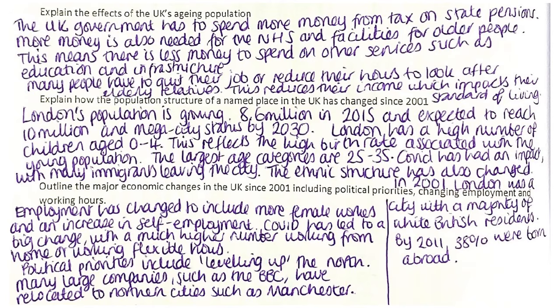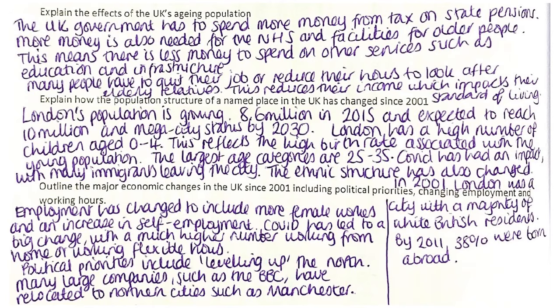Major economic changes in the UK since 2001, including political priorities, changing employment and working hours. So employment, there are more female workers than there were in 2001. There are more self-employed people. COVID has led to a big change with a high number of people now working from home or working flexi hours. Political priorities would include the levelling up of the north.